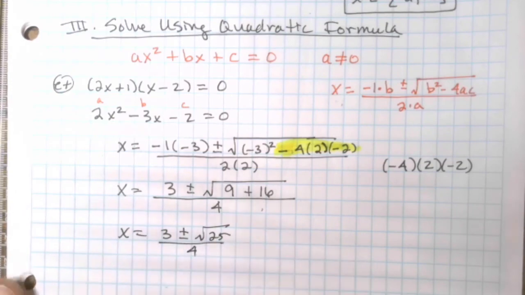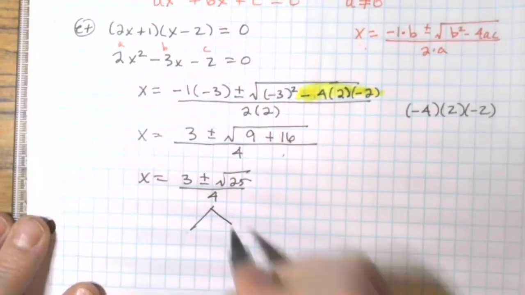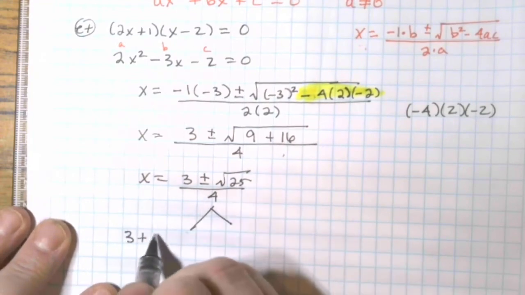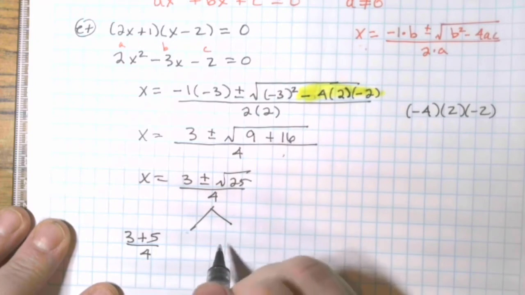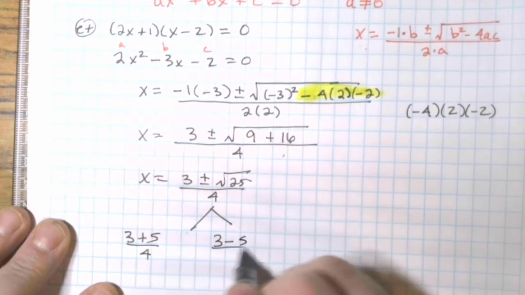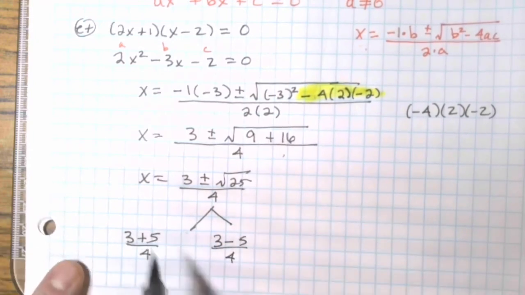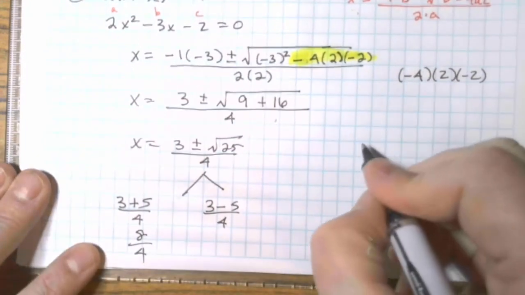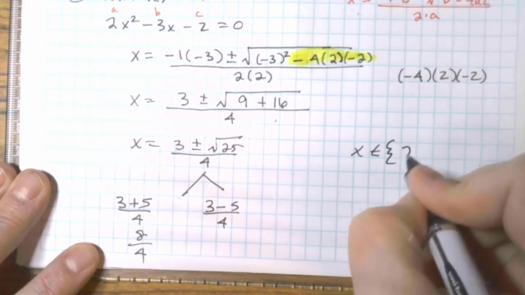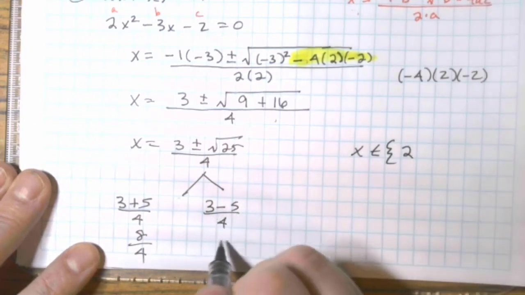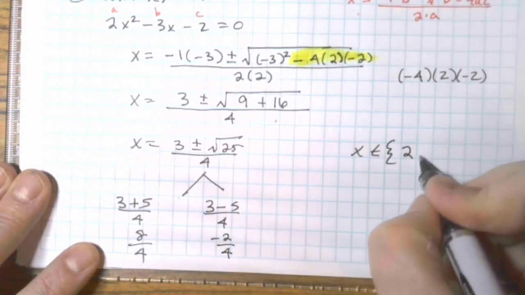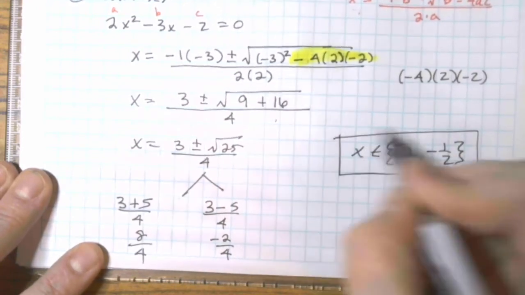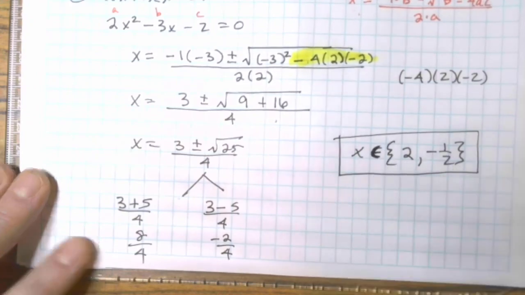And here's where we're going to need to split our answers, because we have a plus and a minus. We have 3 plus, let's see, square root of 25 is 5, all over 4, and 3 minus 5 over 4. 5 plus 3 is 8. 8 divided by 4 is 2. So one of our solutions is 2. 3 minus 5 is negative 2 over 4 is a negative 1/2. And there is your answer. Remember the element notation.